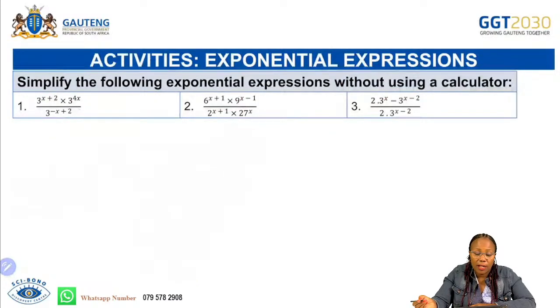Okay, and then now we have an exponential expressions activity for you, grade 12. I am giving you 5 minutes to do this activity, and then after 5 minutes, we will be reflecting back on the solutions.